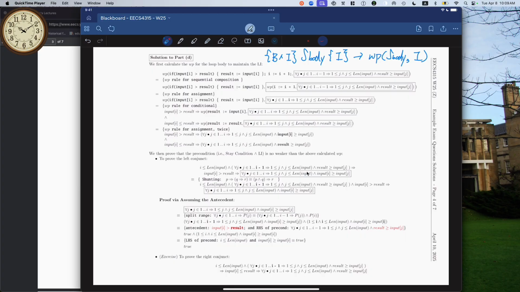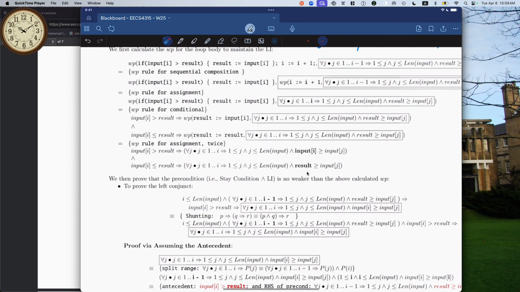All right, so to calculate this WP here, it's basically a sequential composition. You have to deal with this one first, followed by this one over here. Oh, sorry, the second one is actually an if conditional. So think about the yellow part as the first one to calculate the WP, and this orange one is the second phase.